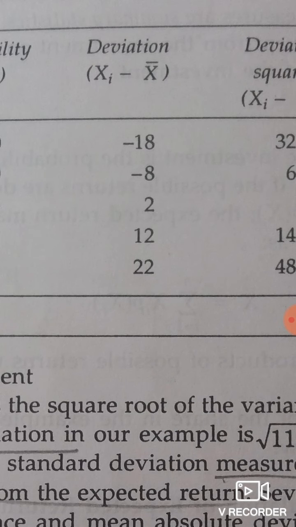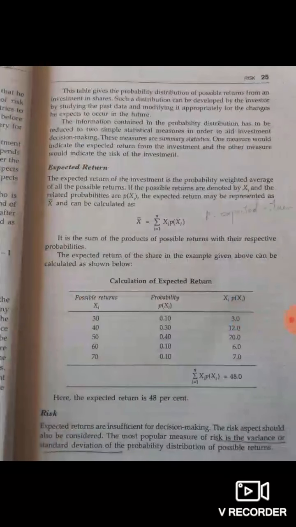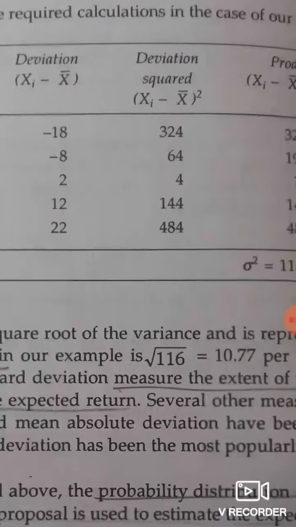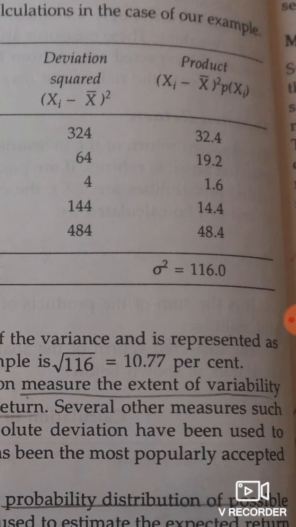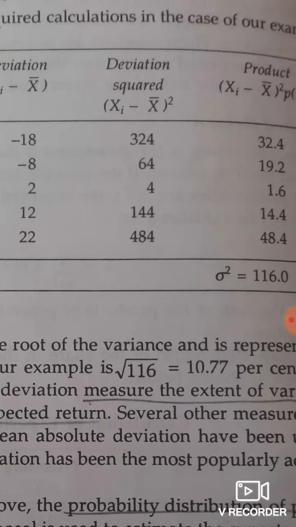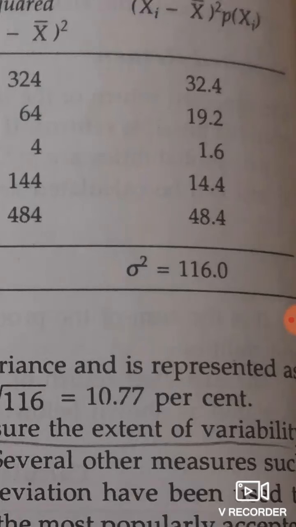So, from where are we getting this figure? X bar, we had actually calculated the return as 48%. So, 30 minus 48 is minus 18, 40 minus 48 is minus 8, 50 minus 48 is 2, etc. And then we are squaring the deviations, then (xi minus x bar) the whole square into the probability, that is 324 into 0.10, so 32.4, and then we are adding up and we are getting the variance as 160%.